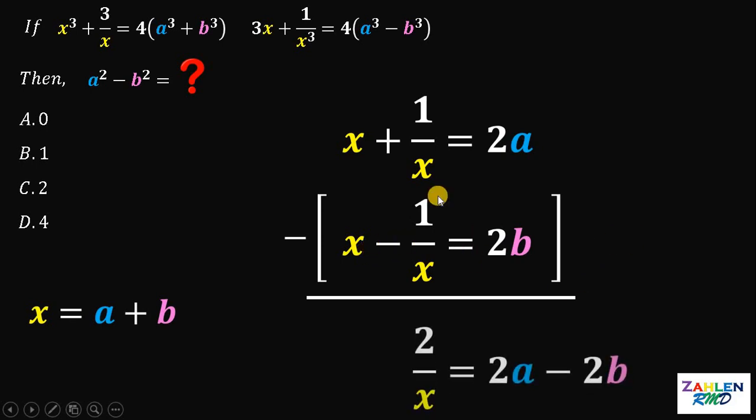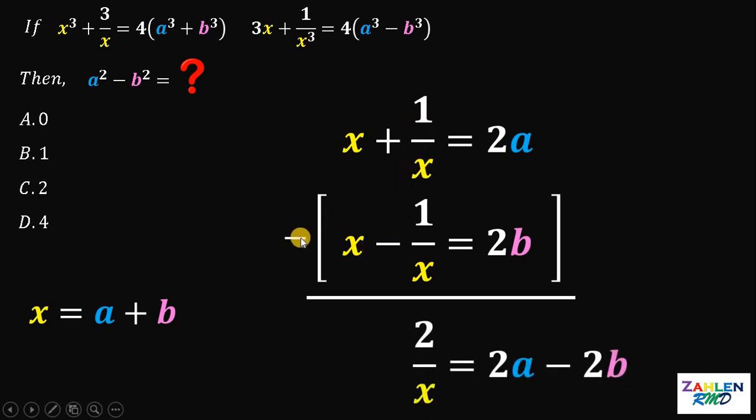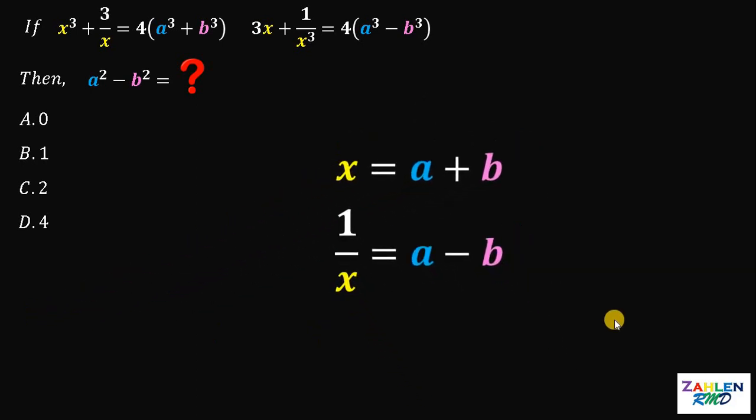So if we do that, we get 1 over x plus 1 over x, which gives us 2 over x equals 2a minus 2b. Now again, let's divide all terms by 2. So this will give us 1 over x equals a minus b. And then, let's focus on these two results. And don't forget our goal. Our goal is just a squared minus b squared.